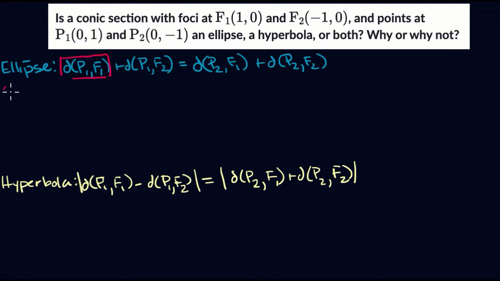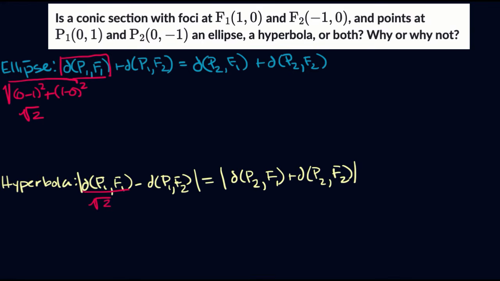So that's going to be the square root of our difference in x values. So it's going to be 0 minus 1 squared. This is just the distance formula. And then plus the difference in y values, so 1 minus 0 squared. Well, this is just going to be 1 plus 1 under the square root. So this is just going to be the square root of 2. And by the way, this is also right over here, the square root of 2.